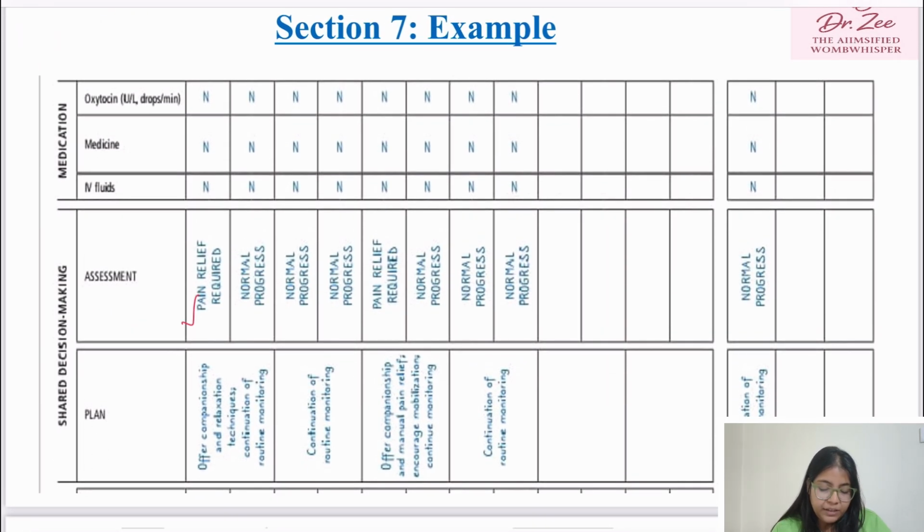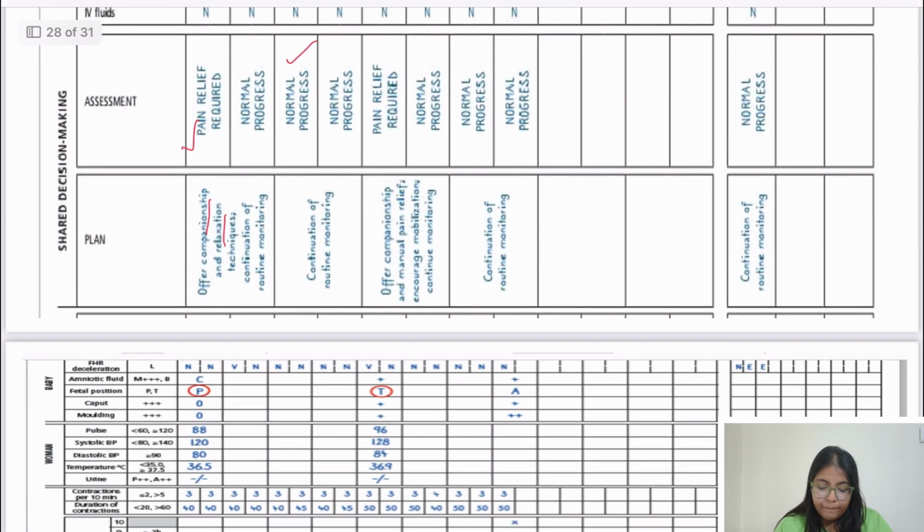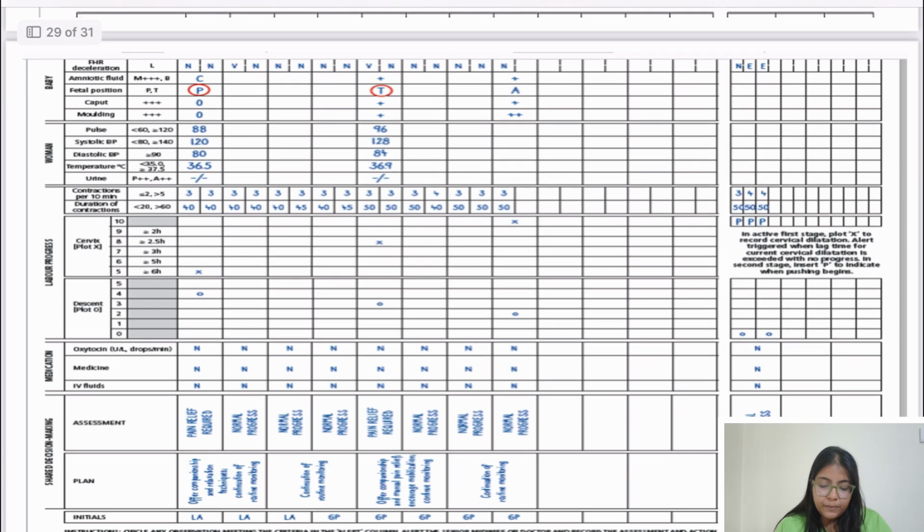You assess that pain relief is required, so you offer companionship and relaxation techniques. You thought that normal progress is going on, so continuation of routine monitoring, and if pain relief is required, again offer whatever is available at your end. Okay, so this is the whole example of the graph. This is how it is being plotted as I have told you.